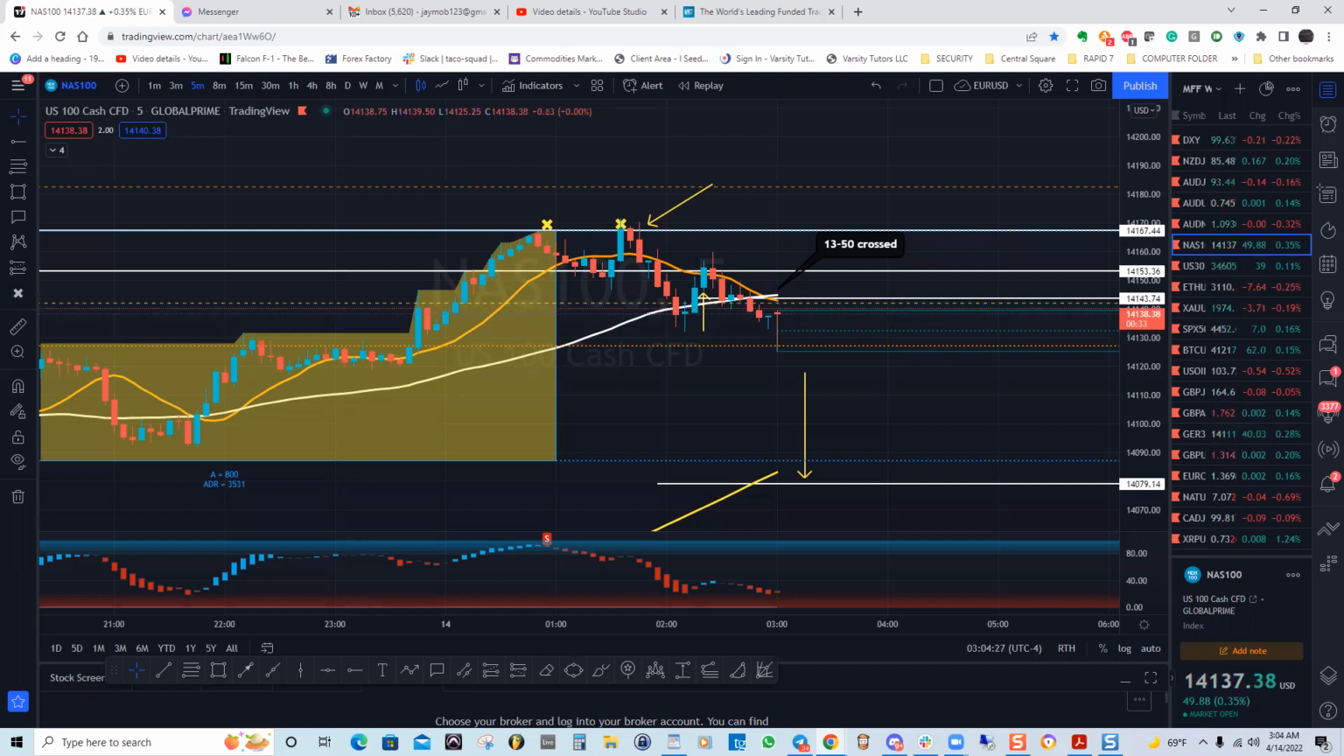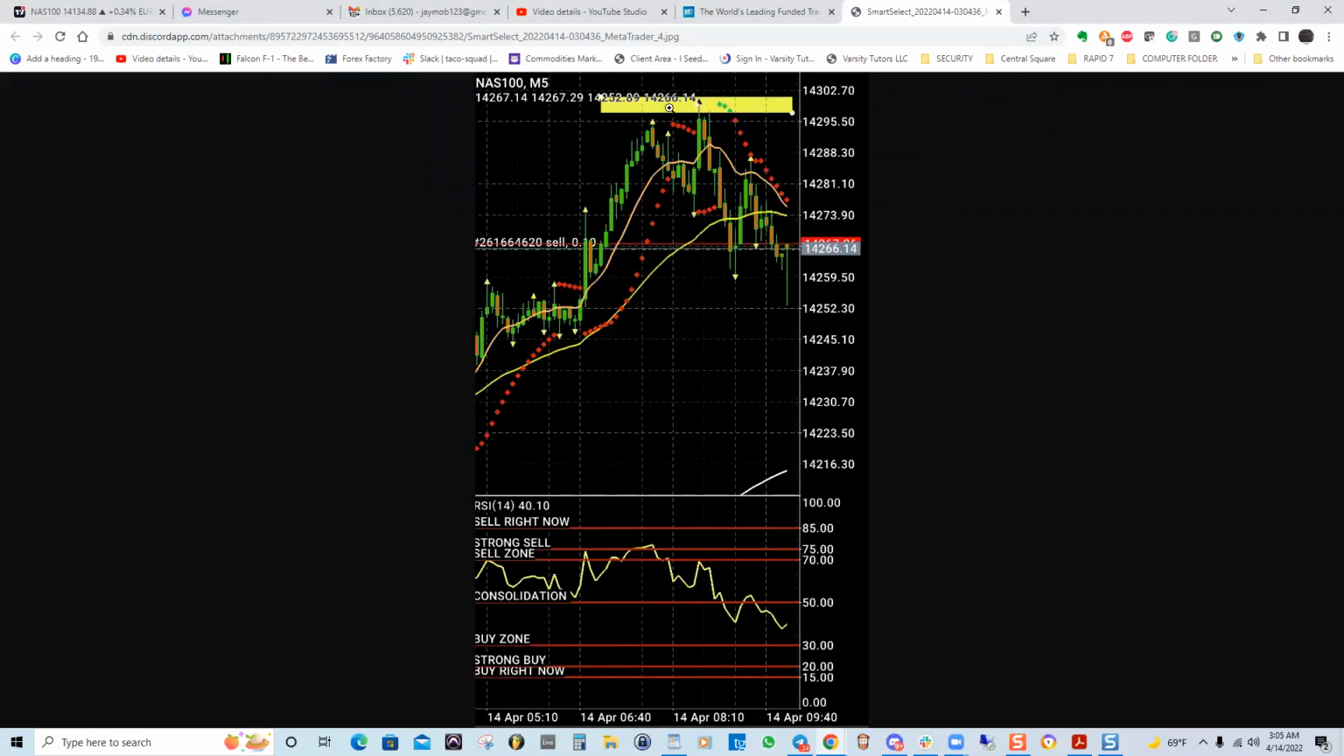Okay, let's see. I'm gonna draw a little yellow block to show resistance. So let's see. You see resistance there? Do you see it now? I put a little thing there. I posted a little chart there. Let me bring the chart up so you can see it over here. Can you see it on my screen here? See this?